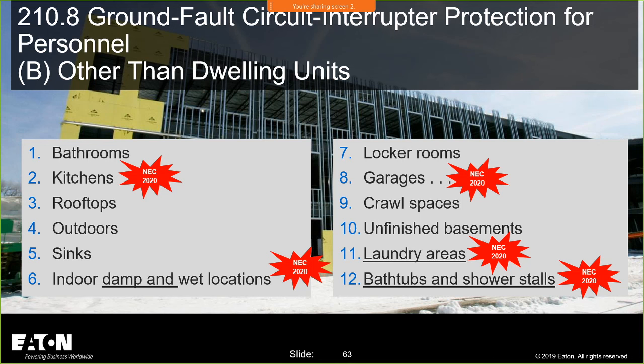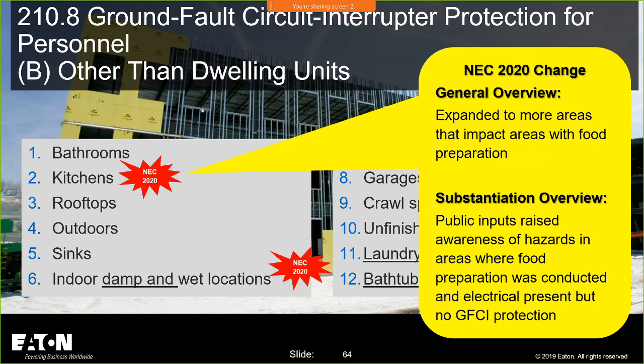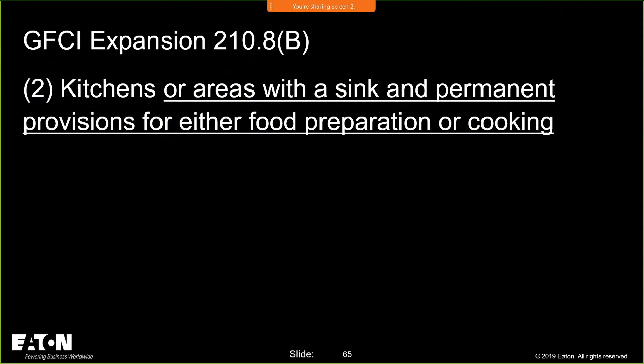In the 2020 code, we made some changes around kitchens, damp and wet locations. Got to fix that too. Garages, laundry areas, and bathtubs. So this is other than a dwelling unit. So let's take a look at kitchens. We expanded this one. I think this was a significant change.